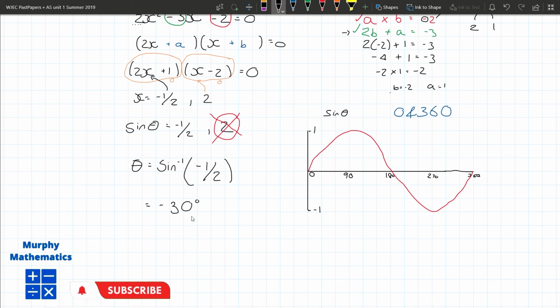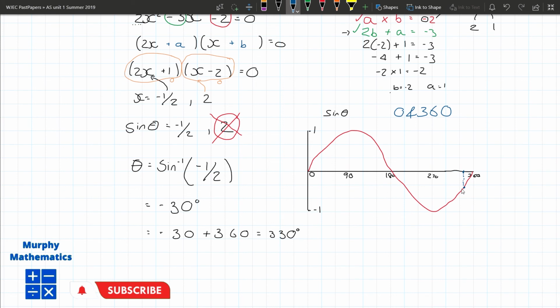But what we know with our sine and cos graph is that it repeats every 360 degrees. So if we have minus 30 degrees, we know we're going to have another point in 360 degrees' time. So we can have minus 30 plus 360, which will be 330. So we have a point between 0 and 360 at 330 degrees. I'll put that on the graph, and that's about here, this little bit. And if we project that down, it's about here on the graph.